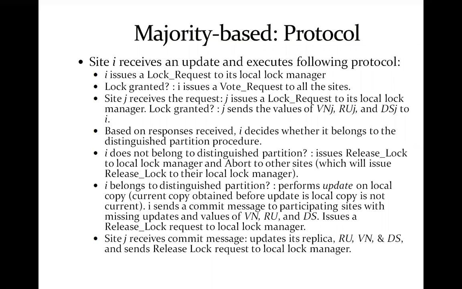And if it is granted, then site J will send the value of the version number, the total number of replicas updated, as well as the distinguished site. What are the distinguished sites? All this information is sent to site I by site J. J may be many sites, so every site will be sending this kind of information to site I.